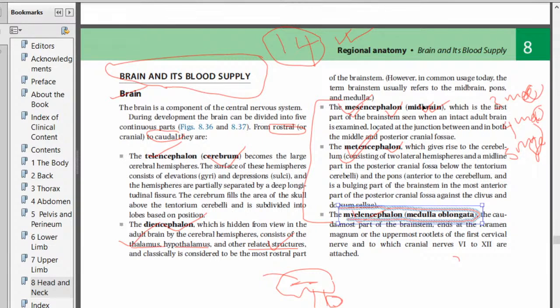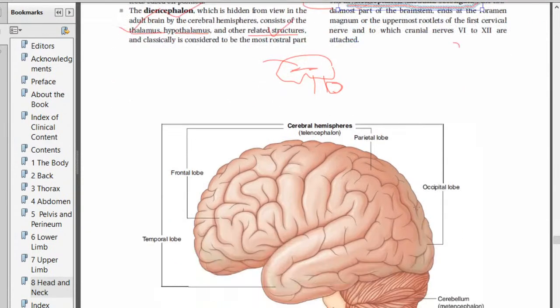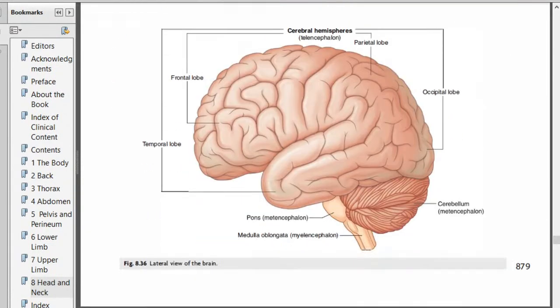So what is mesencephalon? Let's revise. Mesencephalon basically consists of the midbrain. What is metencephalon? It gives rise to the cerebellum. And what is myelencephalon? The medulla oblongata is the lowermost part of the brain. It is myelencephalon.